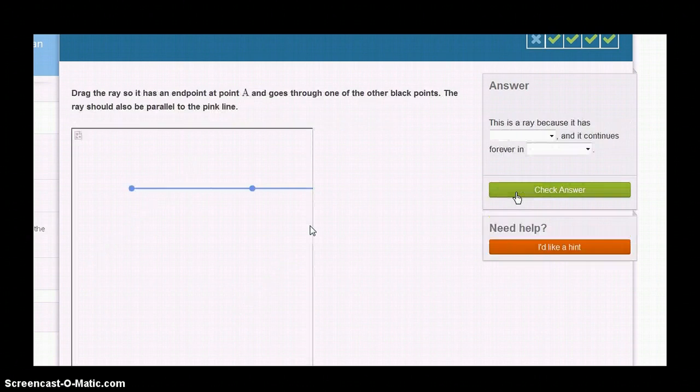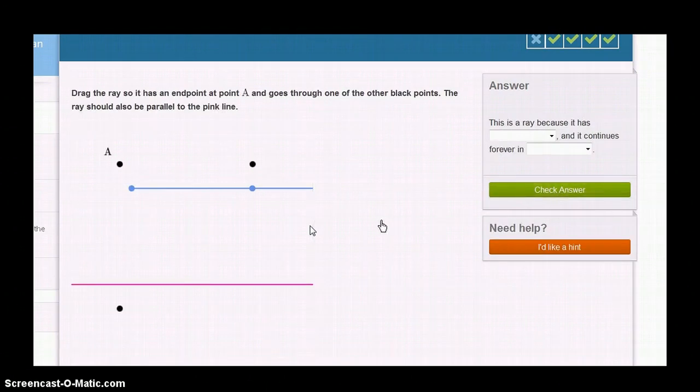Let's do one more. Drag the ray so it has an endpoint at A. So we want to make its endpoint at A where the ray terminates and goes through one of the other black points. The ray should also be parallel to the pink line. So I have two options. I can make it go through this black point. It's clearly not parallel. In fact, it looks perpendicular here. So let's try to make it go through this point.